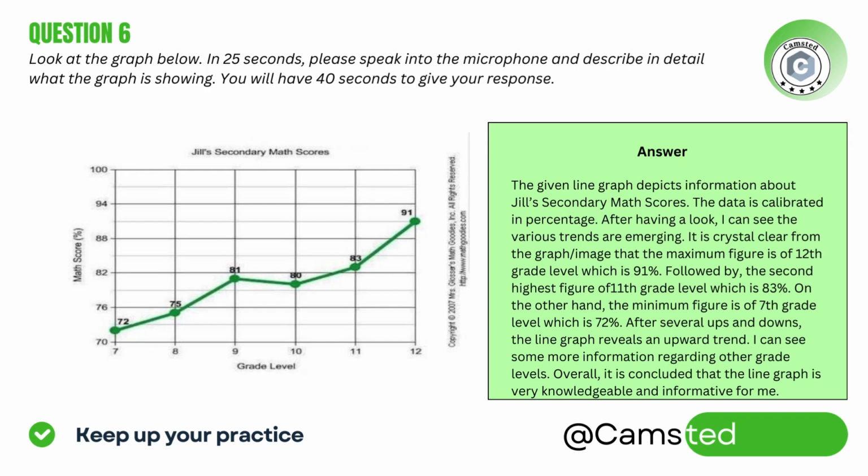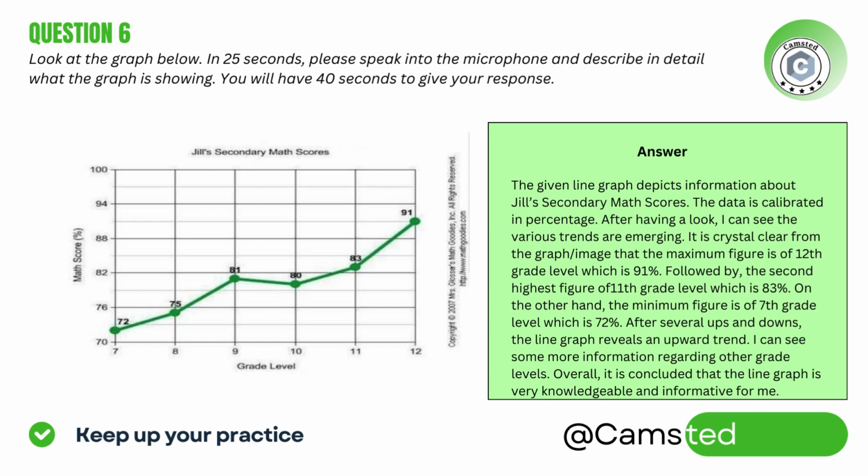The given line graph depicts information about Jill's secondary math scores. The data is calibrated in percentage. After having a look, I can see the various trends are emerging. It is crystal clear from the graph that the maximum figure is of 12th grade level, which is 91%. Followed by the second highest figure of 11th grade level, which is 83%.